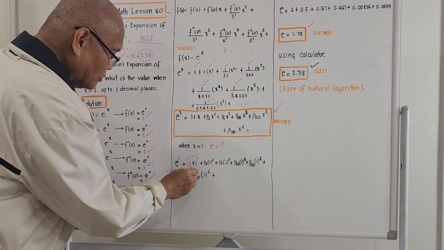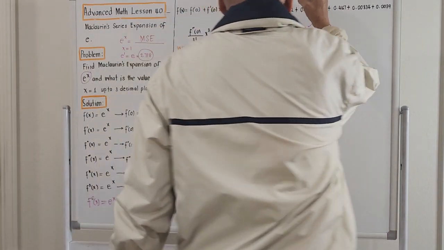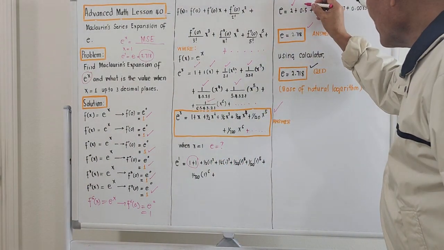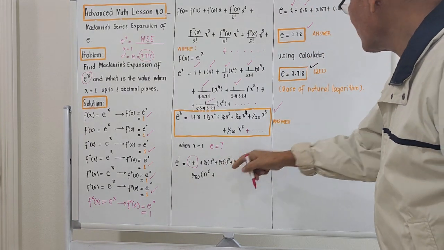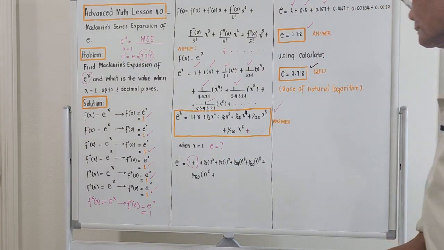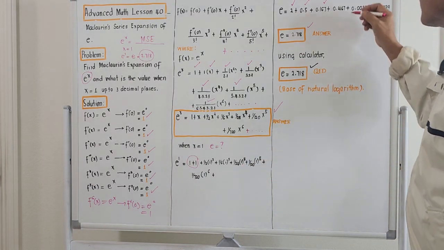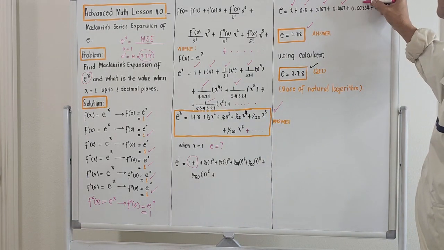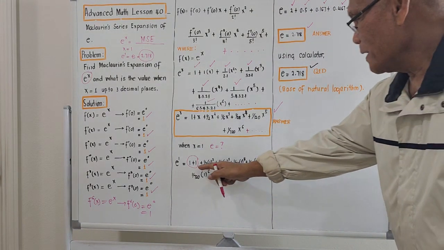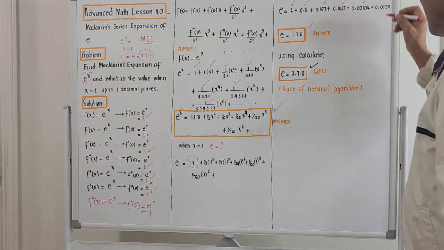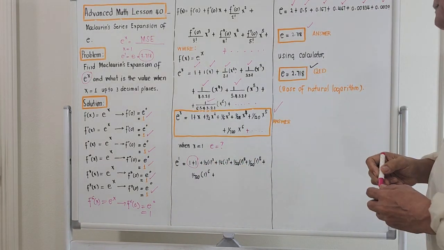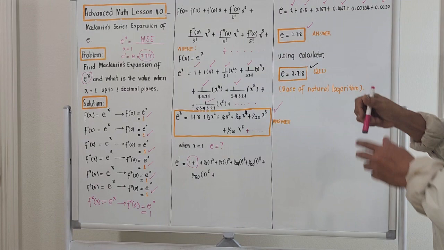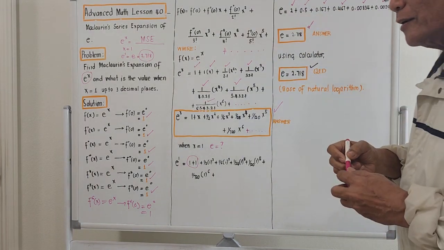1 plus 1 is actually 2, right? So this is 2. Okay? 1 half times 1 is 0.5. 1 over 6 is actually 0.167. And 1 over 24 is actually 0.0417. And 1 over 120 is 0.00834. And 1 over 720 is actually 0.00139. Okay? And if we try to take the summation of this, what will come out is 2.718. Okay, you can check it.